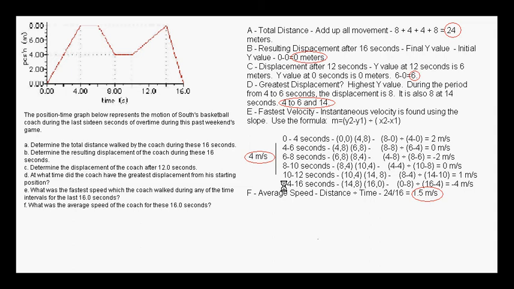We're looking at a position time graph. The position time graph, in this case, represents the motion of a basketball coach during the last 16 seconds of overtime during the past weekend's game. So all of the questions right here can be answered by looking at this position time graph. But first, I'm going to tell you what a position time graph is showing you.